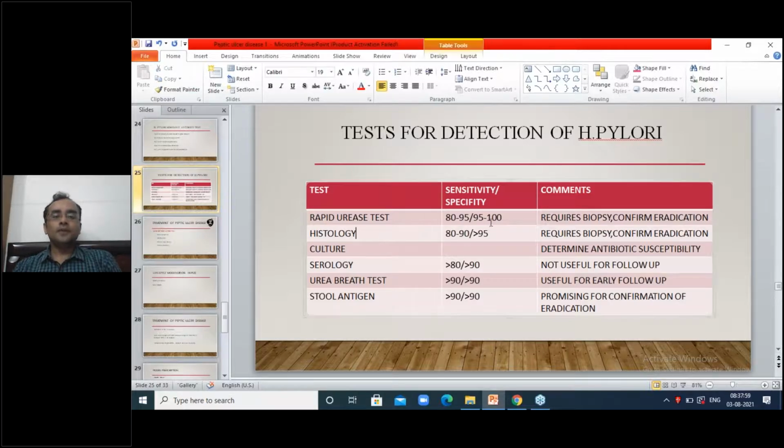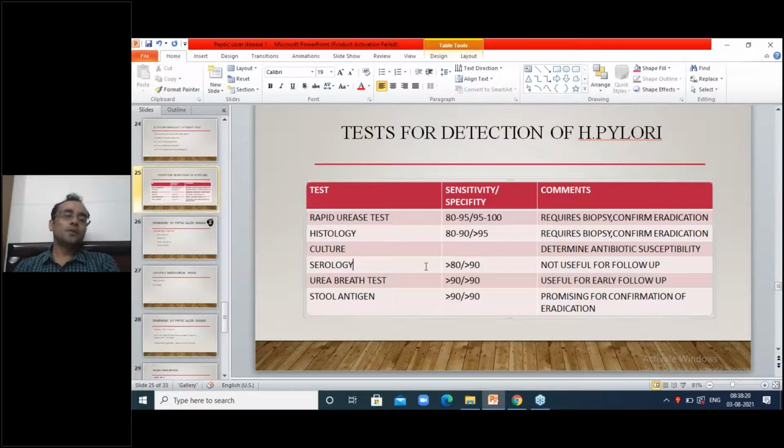The histology, again, is highly sensitive and specific. It can also confirm eradication, and it usually takes 7 days in our settings for the reports to come. Culture is usually not performed, but if we have a patient who has refractory H. pylori infection, to determine antibiotic susceptibility, we can order a culture.